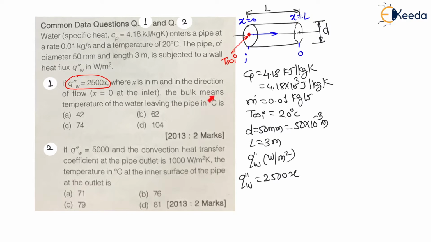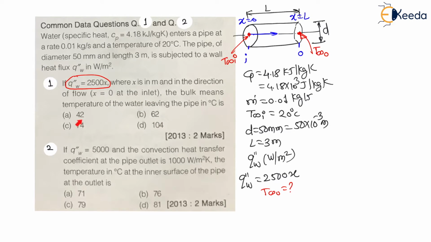And the question is, the bulk mean temperature of water leaving the pipe in degrees Celsius is. Now the bulk mean temperature is the temperature on the center line. Therefore on the center line, what is the temperature of water leaving the pipe? That is T infinity at O. This is the question. T infinity at O is equal to question mark. Now we have understood the question.